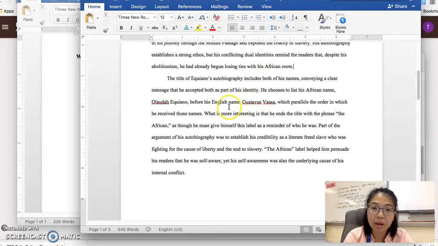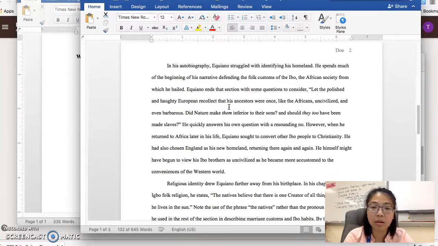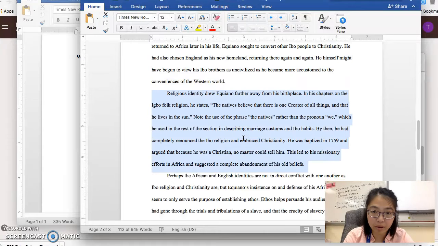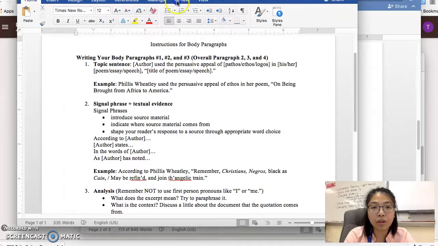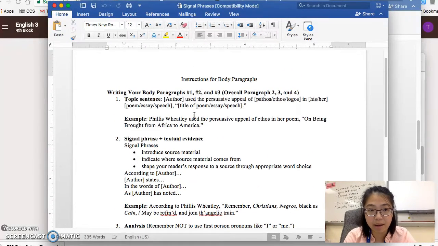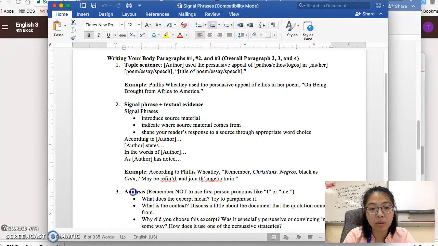So body paragraph 1 should be about one document, body paragraph 2 should be about a different document, and then body paragraph number 3 should be about another document. So how do you write these paragraphs and what do they need to be about? That's what we're talking about today. So you should have received this handout, which is the instructions for the body paragraphs. And for the body paragraphs, you're going to need a topic sentence, a signal phrase and text evidence, and also analysis.